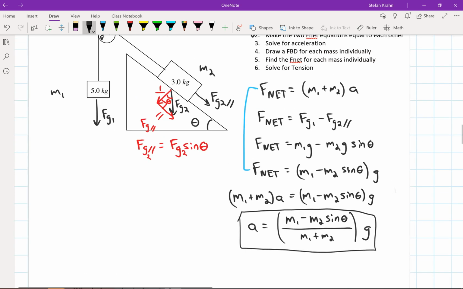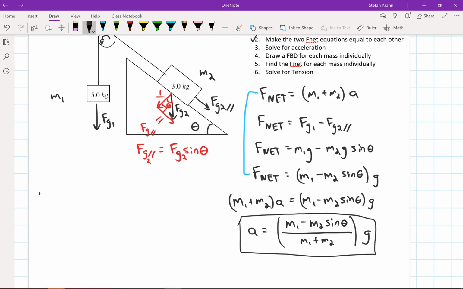So let's take a look here. I'm going to solve it over here, so I'm going to sub everything in. My acceleration is going to be 5 kilograms minus 3 kilograms times the sine of 20 degrees. And notice sine of 20 degrees is just a unitless multiplier again, so that is going to result in none of my units actually changing here.